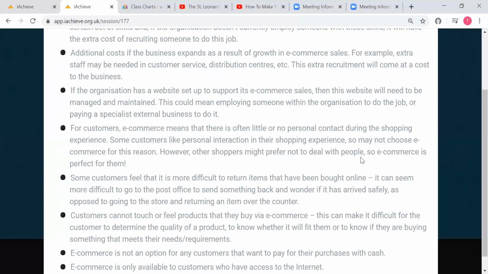Some customers feel that it is more difficult to return items, for example, that have been bought online. It is more difficult, obviously, because you've got to get it back to the organization that sent it to you. You can't touch or feel products. We talked about this before.